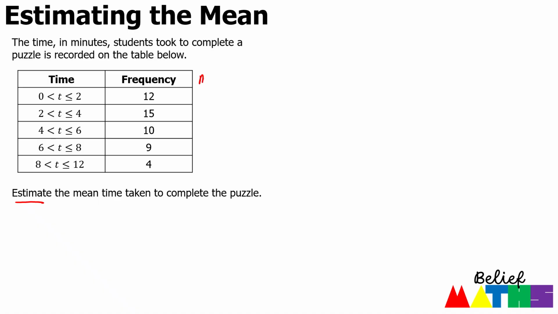So the first thing we're going to find is our midpoints. The midpoint of 0 and 2 is 1, then 3, 5, 7, and 10. The next thing we're going to do is say, well, 12 students took 1 minute, so that's 12 minutes. 15 students took 3 minutes, so that's 45 minutes. 10 students took 5 minutes, is 50. Again, you can see the pattern, 9 times 7 is 63, and 10 times 4 is 40. I like to call this the n times f, which is the midpoint times the frequency.